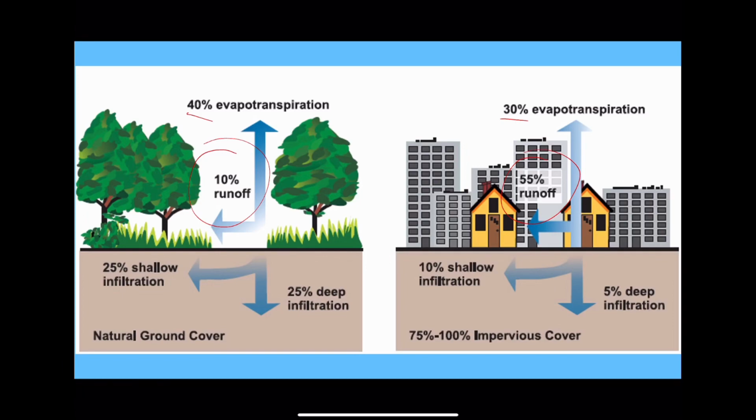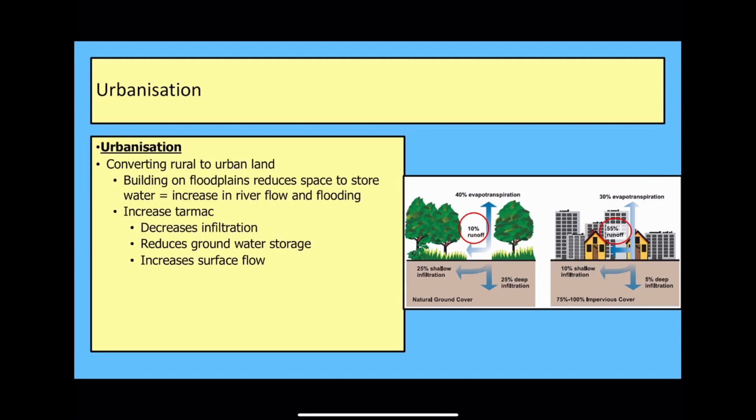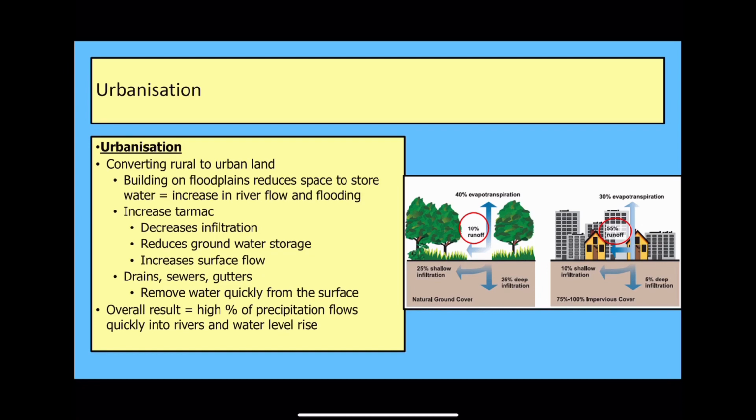So that's urbanisation. So there's a few notes here on this you can jot down. So when we urbanise an area, we're turning rural land into urban land. Often this results in building on floodplains as well, and this will increase the river flow. So when we increase the amount of tarmac and concrete and impenetrable surfaces, we decrease infiltration and we reduce the amount of water being stored on the ground surface, and we massively increase surface flow. So water just flows rapidly into drains and into the sewers and then out to rivers.